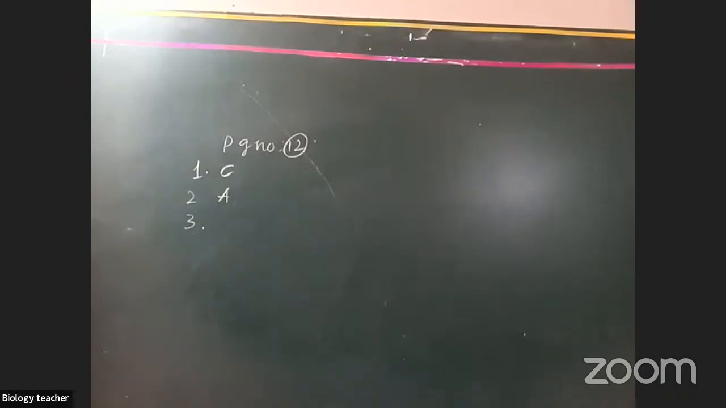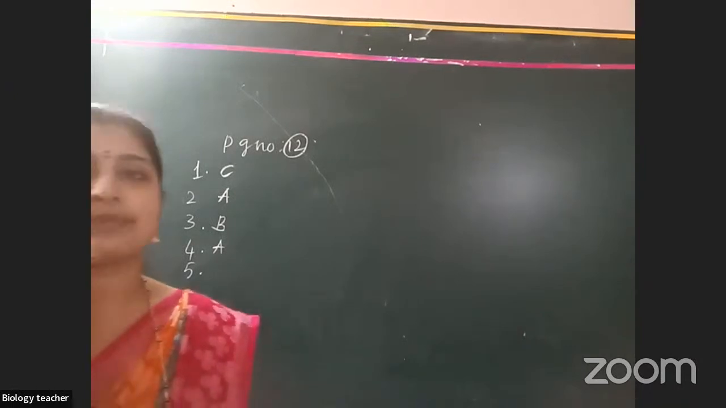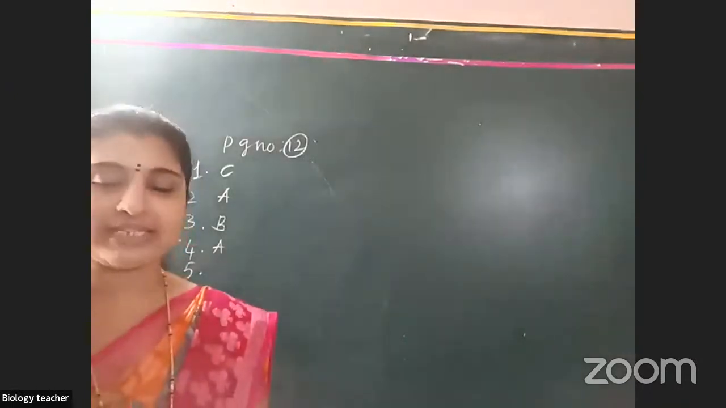Third one, which of the following is not a rabi crop? Mustard. Fourth one, which of the following is not a kharif crop? Paddy. Fifth one, which of the following nutrients replenish the soil after growing leguminous plants? Now only we discussed what is that? Nitrogen. A, nitrogen.